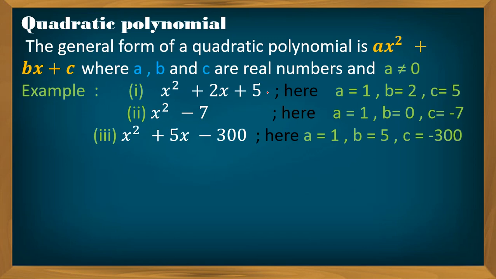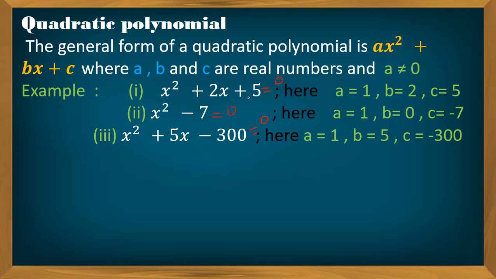Similarly here, when we equate a quadratic polynomial, suppose I am writing x square plus 2x plus 5 equals 0. Similarly, x square minus 7 equals 0 and x square plus 5x minus 300 equals 0. Correct? Now the left hand side in all these examples is a quadratic polynomial, and the right hand side we have taken is 0, that means they are equal to 0. So now this becomes an equation. Also the highest exponent here is 2.